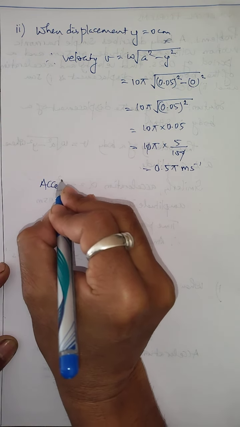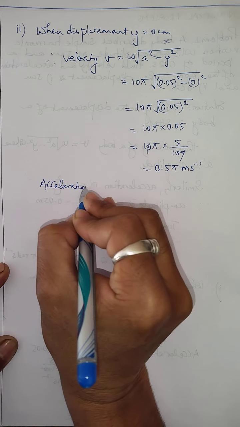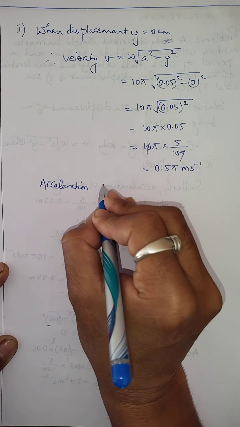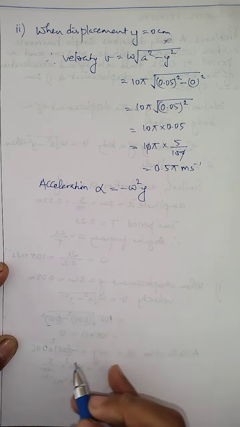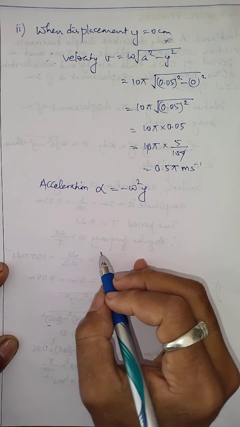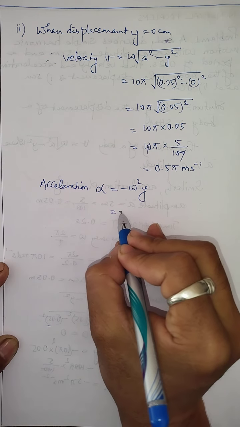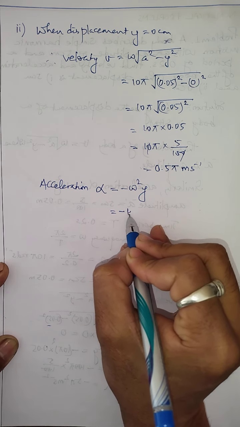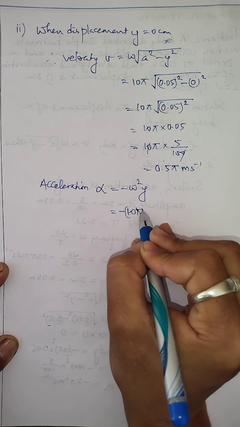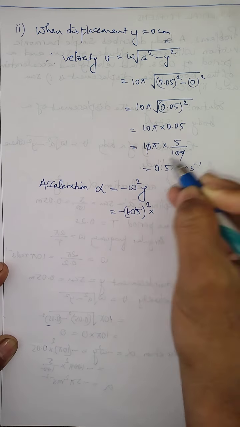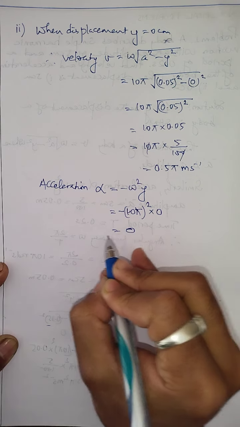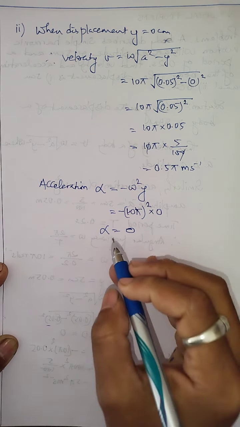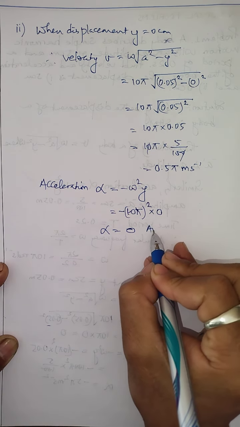Now accordingly we can calculate the acceleration of the particle. As you know, acceleration is marked by the symbol alpha. It equals minus omega square y. Now what will be the acceleration? It will be 0. You know why? Because omega means 10 pi whole square, but the displacement is only 0, and 0 into anything is 0 only. So I write directly 0. That means your acceleration is simply 0.